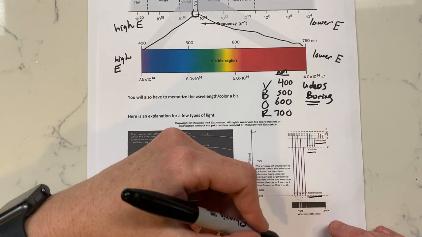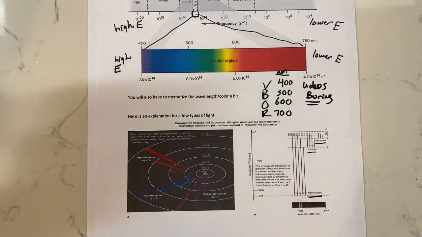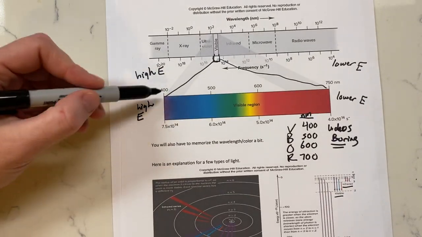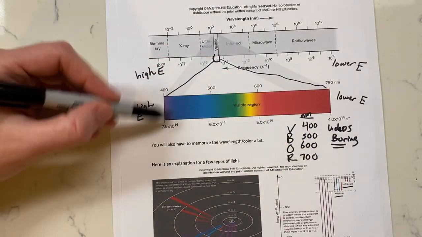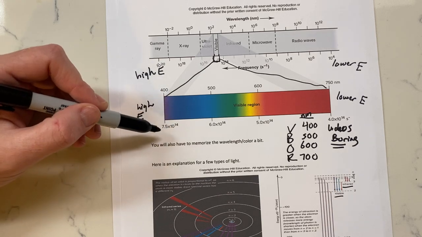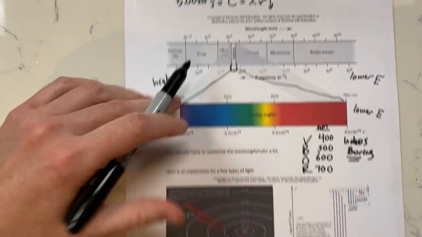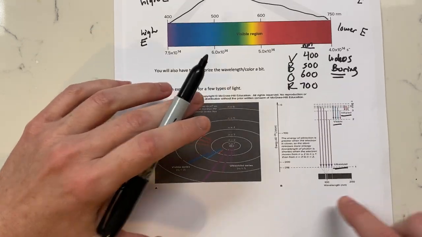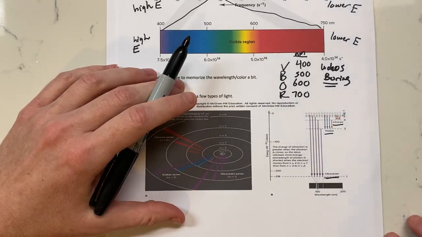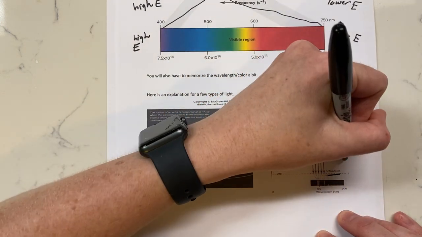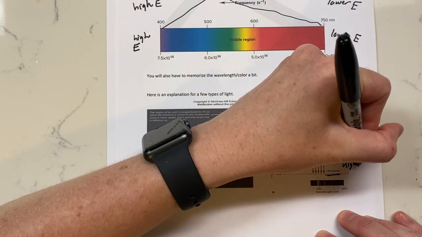Well, what's high energy light? What does that have to do with frequency? Oh yeah, that means it's got to be a high frequency. And that makes sense because we already memorized VIBGYOR. Violet over here is really high energy. So ultraviolet, even one more to the left, is really high energy. So looking at this over here, as we drop from here to here, this is going to be higher energy.